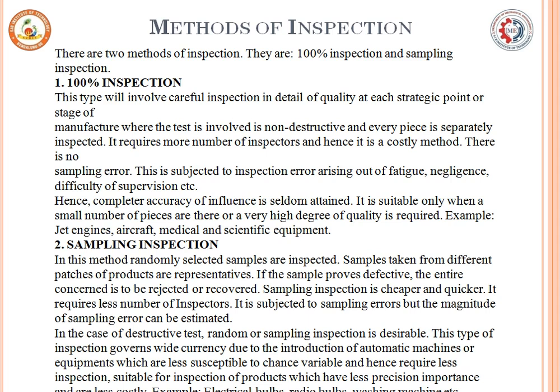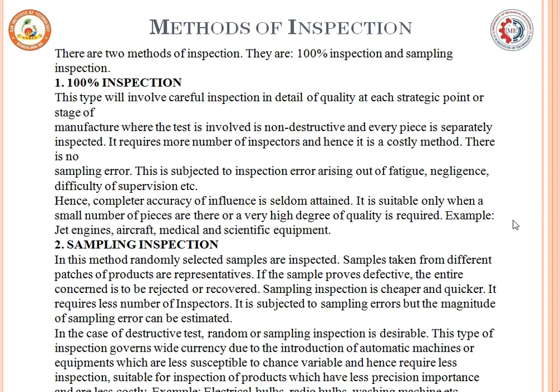Sampling inspection is cheaper and quicker. It requires fewer inspectors. It is subject to sampling error, but the magnitude of sampling error can be estimated. It depends on the size of the lot how many samples are to be taken. If there are 100 pieces, you may take 10 samples. If it is 1 lakh, you may take 100 or 200. Based on the lot, you may accept or reject the lot by doing sampling inspection.